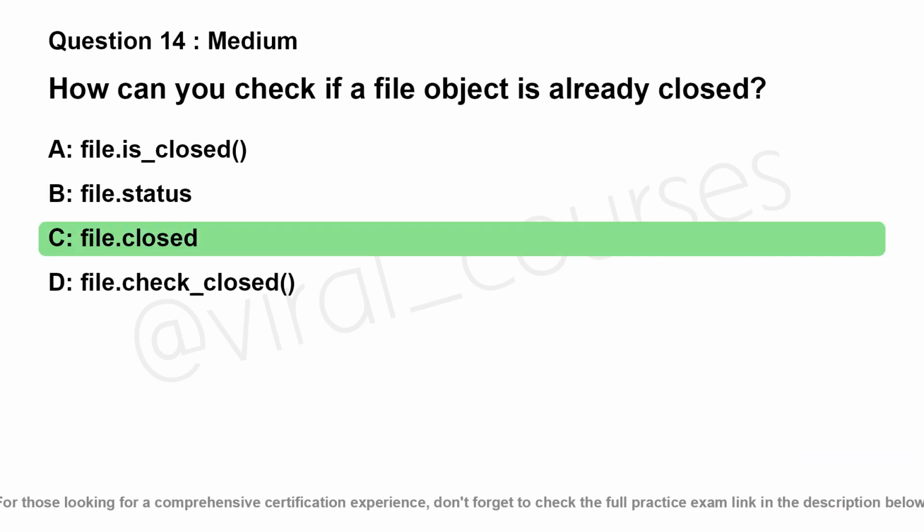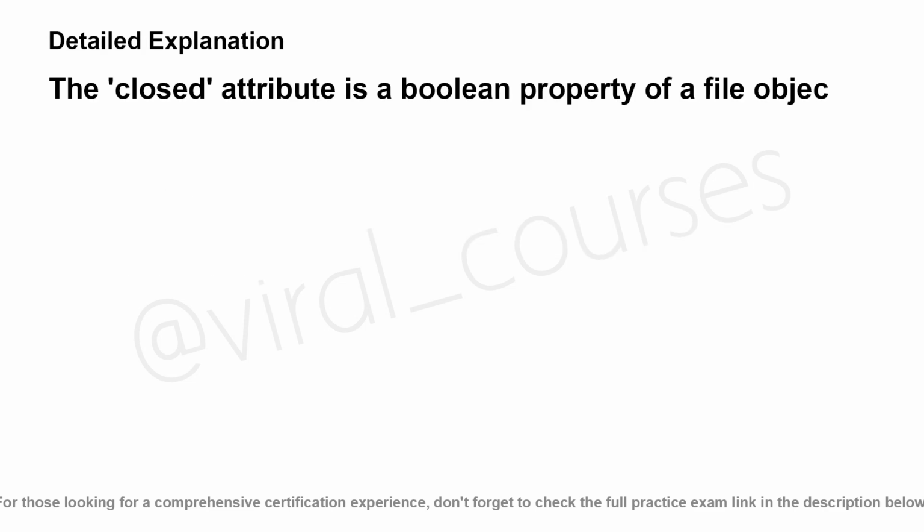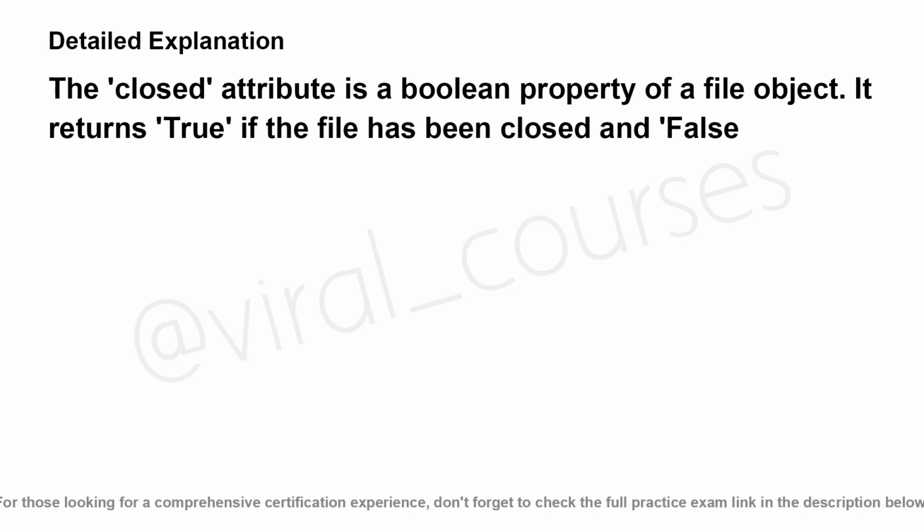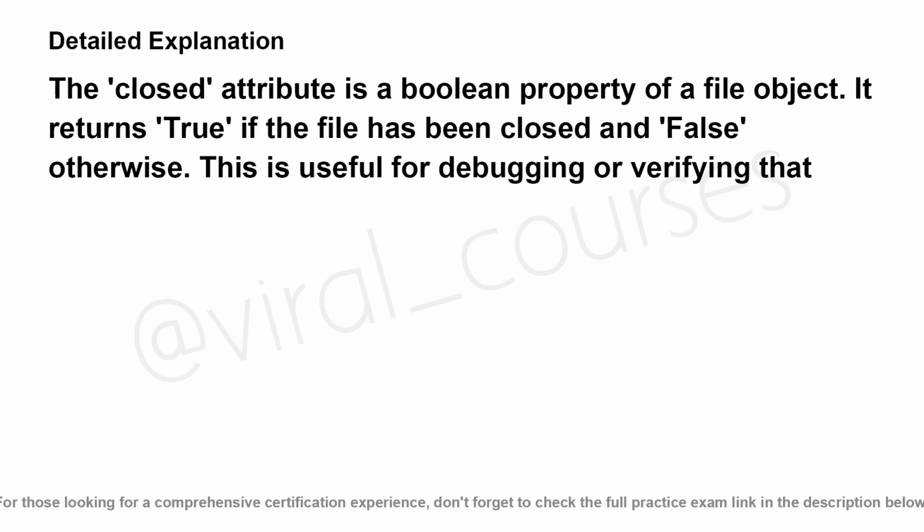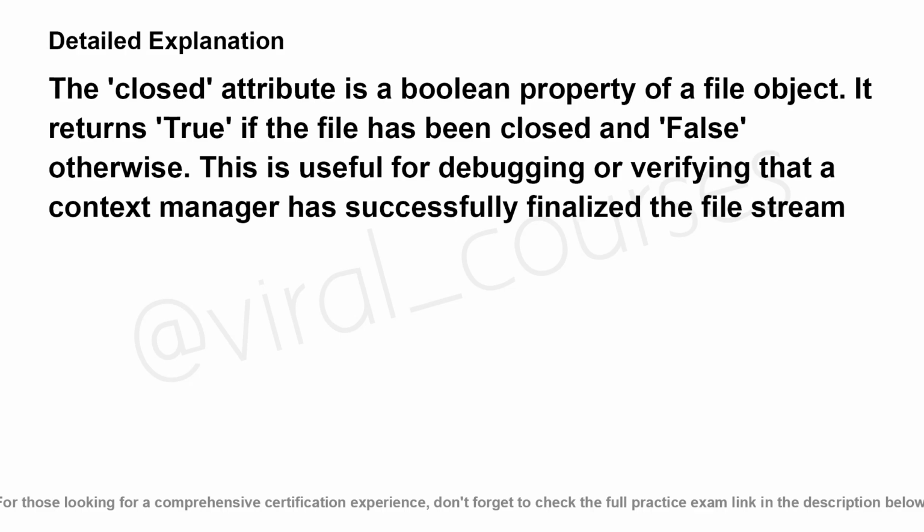The correct answer is C. The closed attribute is a Boolean property of a file object. It returns True if the file has been closed and False otherwise. This is useful for debugging or verifying that a context manager has successfully finalized the file stream.